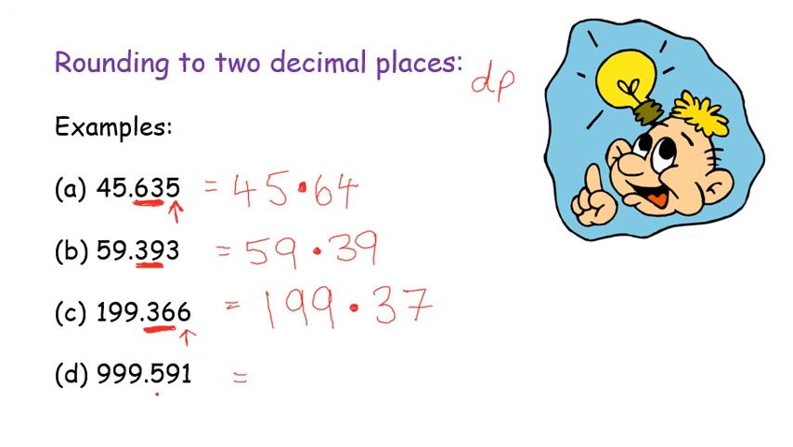And in the last example, we have a 59, but a 1 after the 9. So the 9 can stay the same. 999.59 would be the final answer.